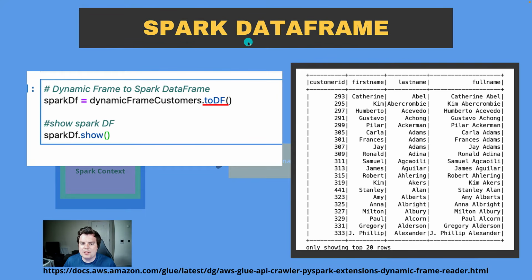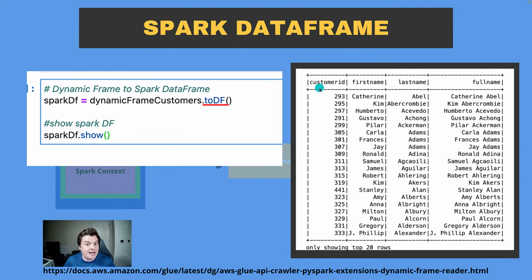So we're going to take a look at a Spark data frame, and we're going to see how we can take a dynamic frame, which is a Glue concept, and change it into a Spark data frame, which is a general Spark concept. A data frame in Spark is a distributed data structure organized into columns.